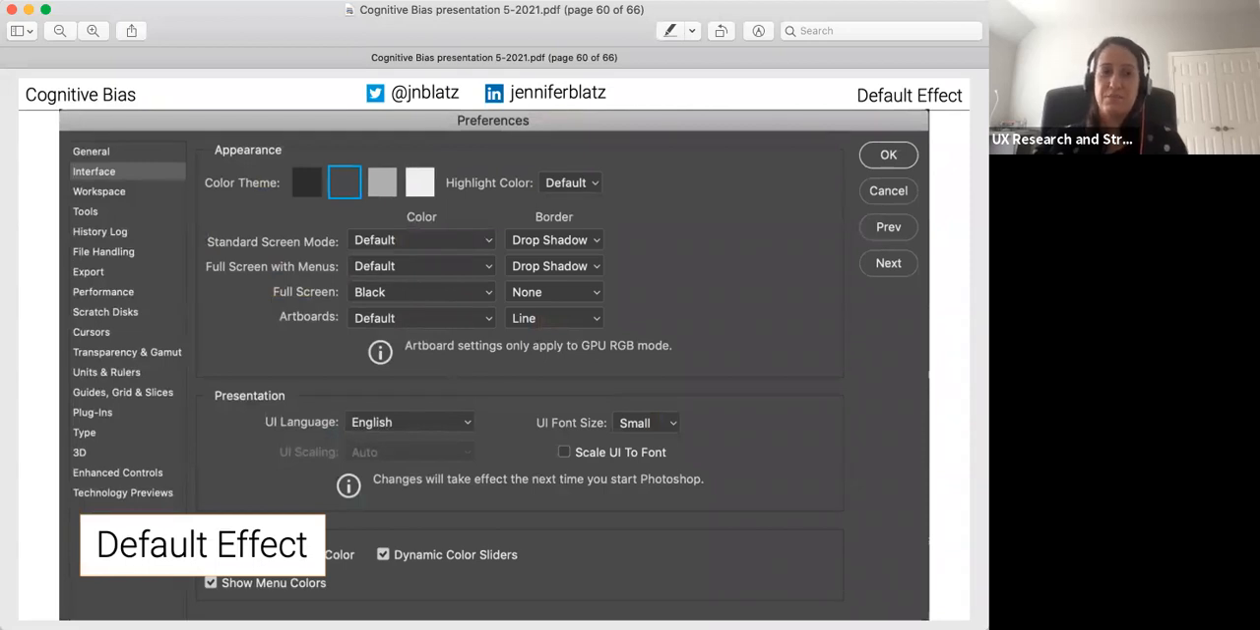The default effect happens when we're given a set of options. We assume the default options are the best ones. We expect good things to be chosen for us, and we don't want to have to set anything up ourselves. So say, for example, when you install a new app on your phone, you might assume push notifications are turned off automatically. If not, you find out the hard way that they're actually turned on by default because you are bombarded with useless messages. I have been there.